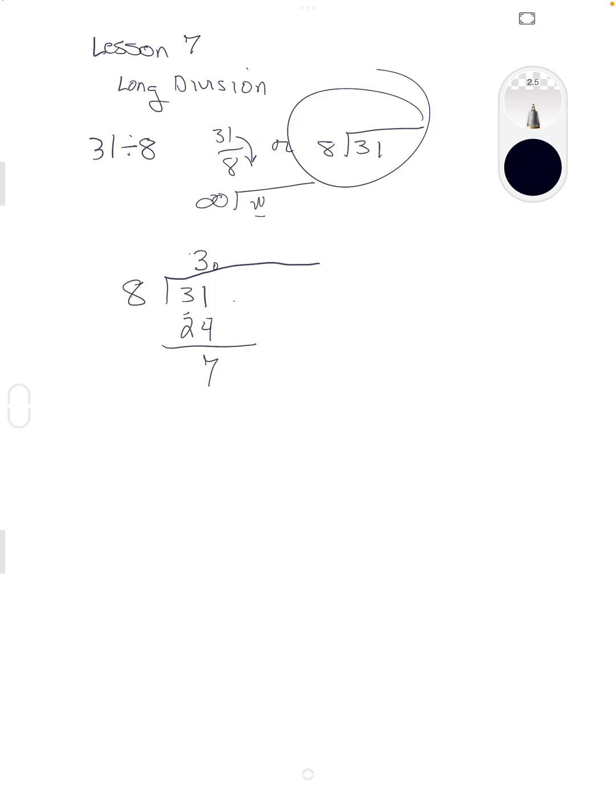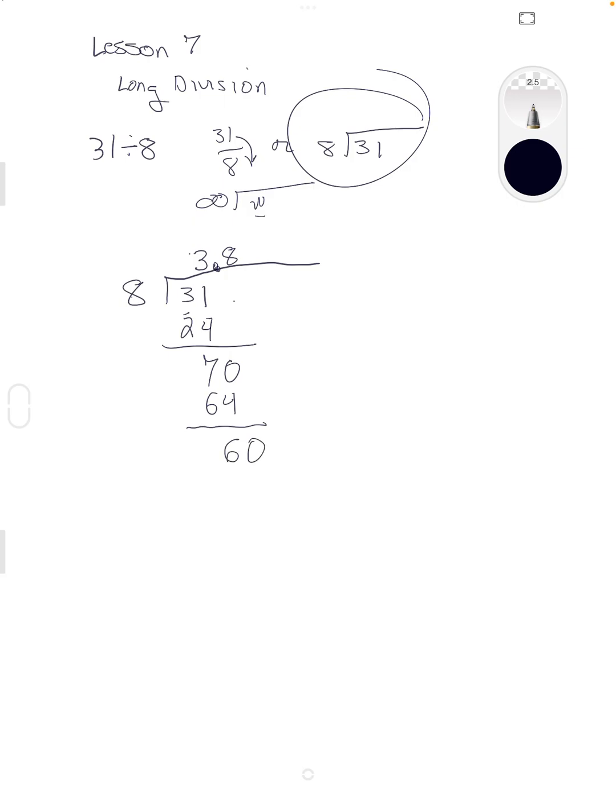And again, I know it's not going to be 4 because 4 is too big. It's going to be bigger than 3, so it's going to be 3 point something. So then I just add a 0 here. I say 8 times what is 70? Well, 8 times nothing is 70, but 8 times 8 is 64. Again, you're going off your math facts. And then I subtract. 70 minus 64 is 6.